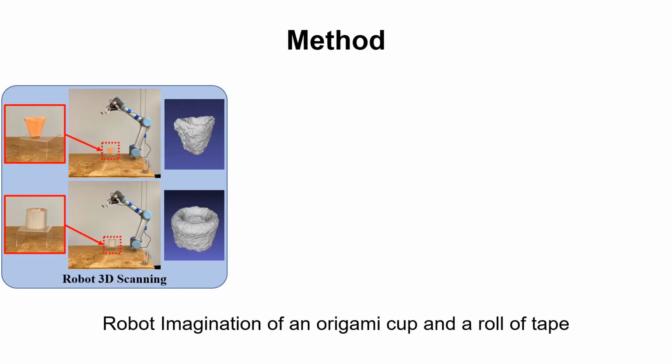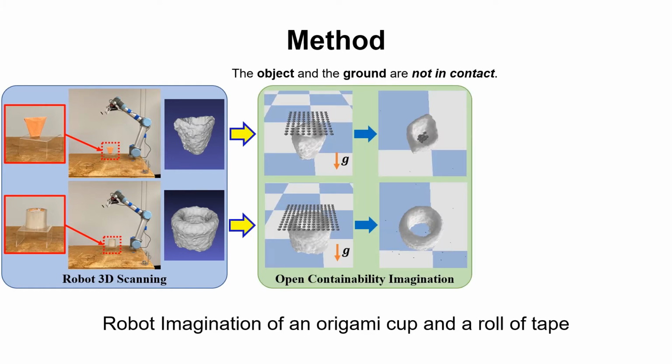Here, we show the pipeline of our method with an origami cup and a roll of tape. Given a previously unseen object, the robot first scans and reconstructs the 3D model of the object. Then, the robot uses the 3D model to perform open containability imagination, which simulates dropping particles from above the object and quantifies the open containability of the object. This quantification is used to classify whether the object is an open container or not.